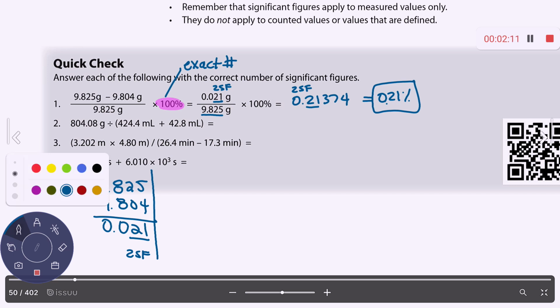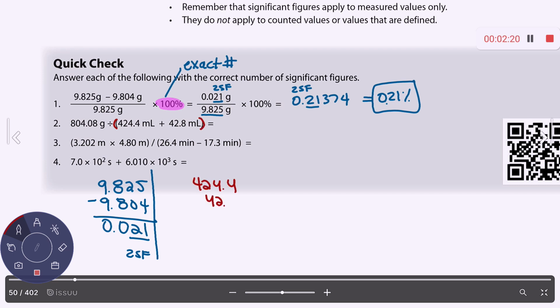Okay, number 2. I'm going to do what is in parentheses here first. So I'm going to take the 424.4 plus the 42.8. Draw my line after those 2 because they both go to the tenths place. This is going to give me 467.2. Underline the 467.2 to remind you that this is how many sig figs you have from this operation. Technically, this is 4, okay?